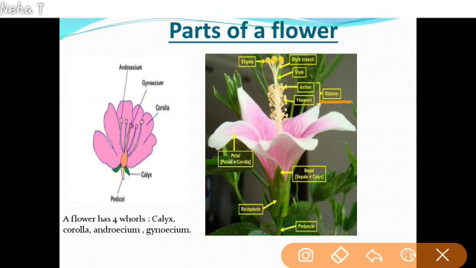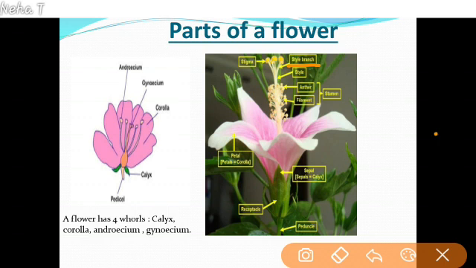Stamen consists of anther and filament that contains pollen grains. Stigma, the part of the pistil where pollens germinate. Style, it is a long slender stalk that connects the stigma and the ovary. Style branch, long slender stalk that holds stigma.